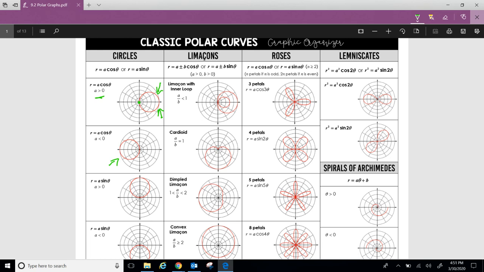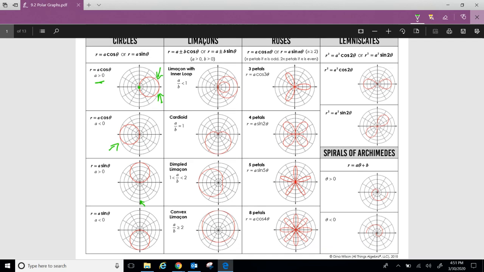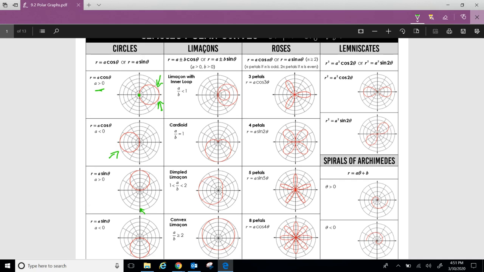Whereas if it's sine theta, then we're now symmetric about our quote unquote y-axis, which is really the theta equals pi over 2 axis. And if it's positive, we're above the pole. Negative, we're below the pole. All right, so that's one of the most basic polar graphs.